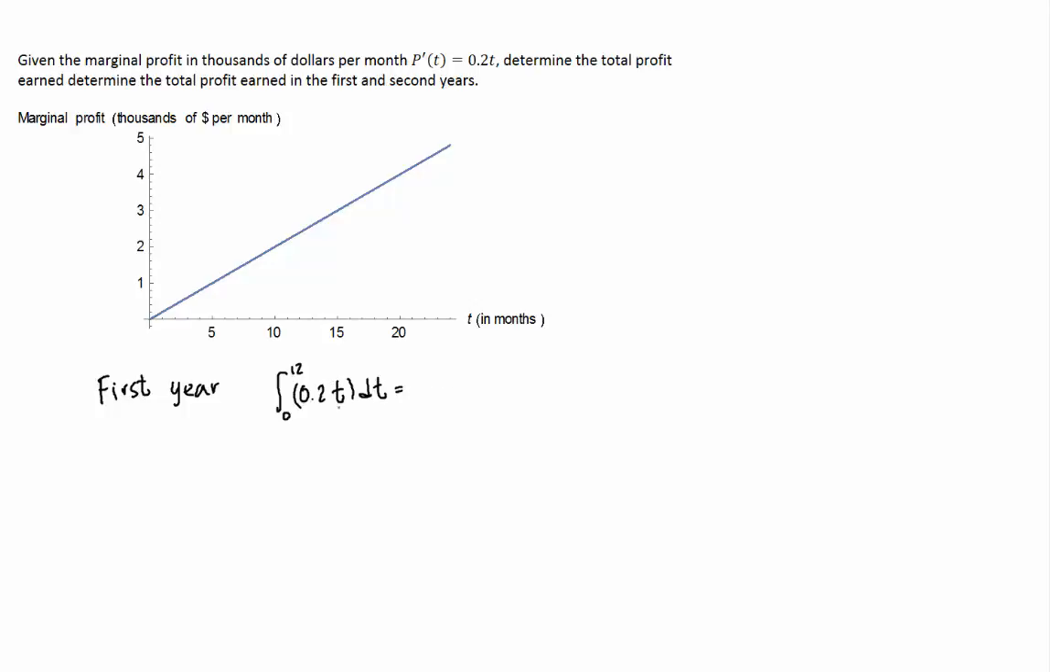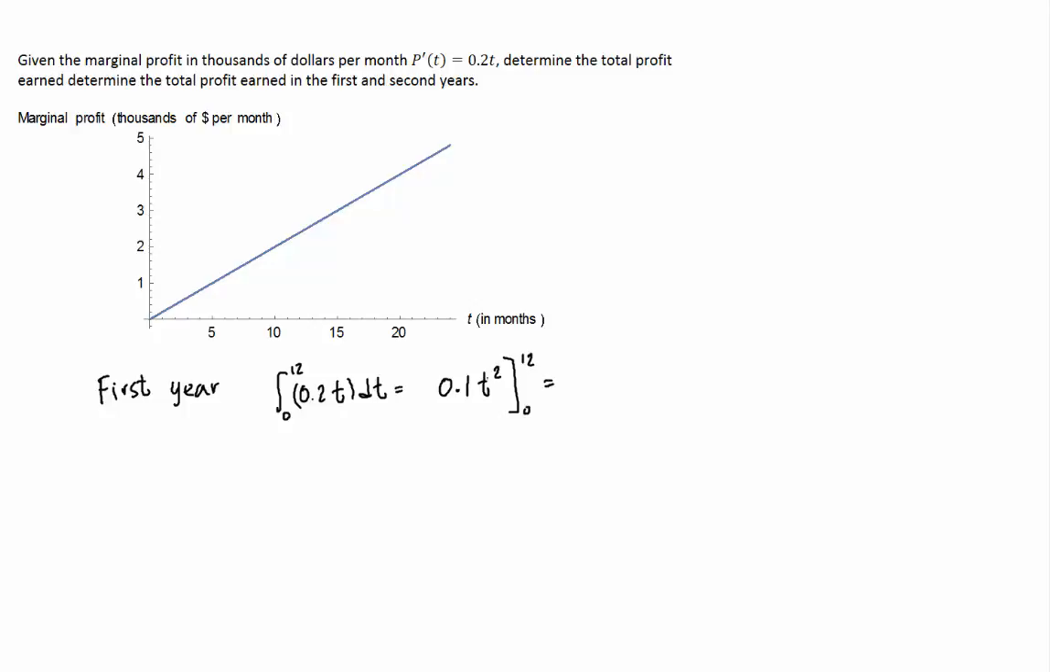Remember, you need an antiderivative of this function right here, and that would be 0.2 times t squared over 2, which you can write just as 0.1t squared. So this would have been 0.2, then t squared over 2, so divide the 0.2 by 2 and get 0.1, and you're going to evaluate it between 0 and 12.